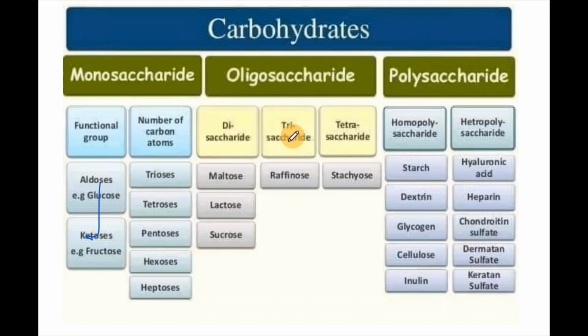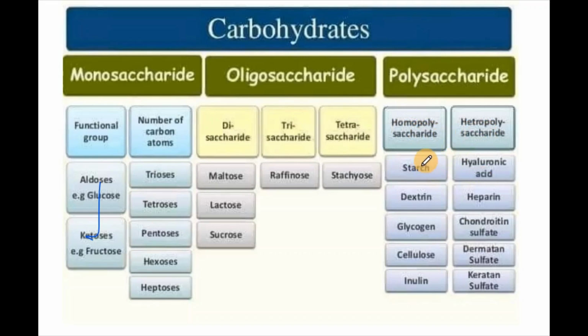We can have trisaccharides, which is made of 3 monosaccharides. We have raffinose as an example. Then we have a tetrasaccharide, which is made of 4 monosaccharides. You have stachyose as an example. Now when we come to polysaccharides or complex sugars, we have 2 main categories of polysaccharides. We have the homopolysaccharides and heteropolysaccharides.